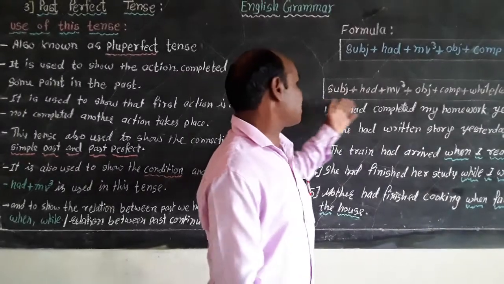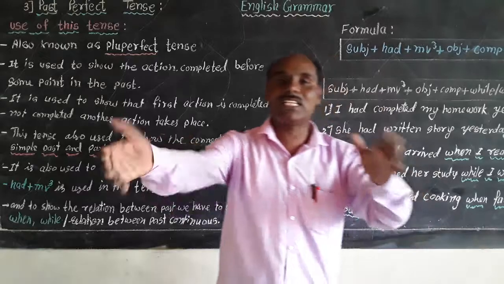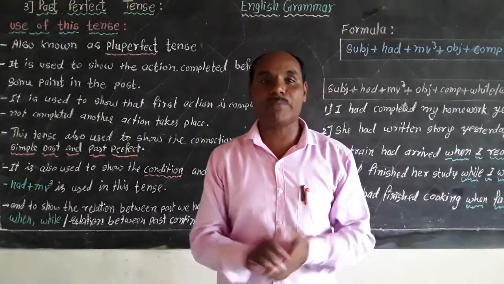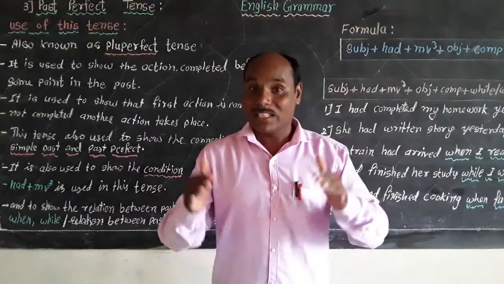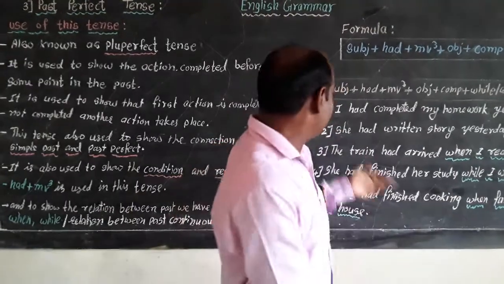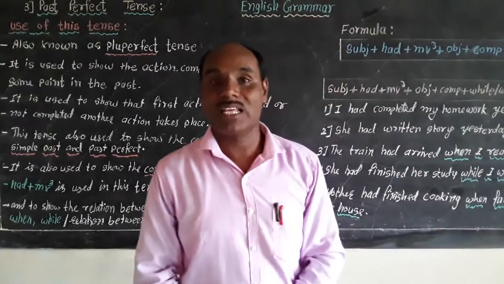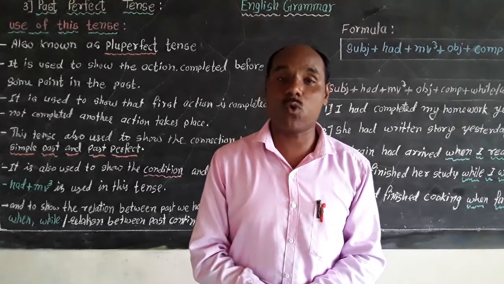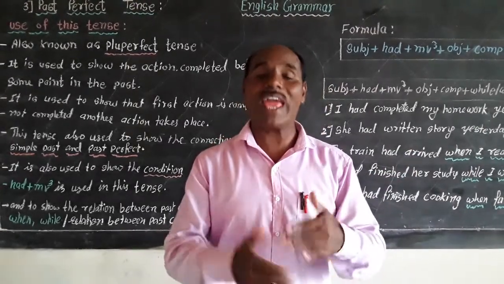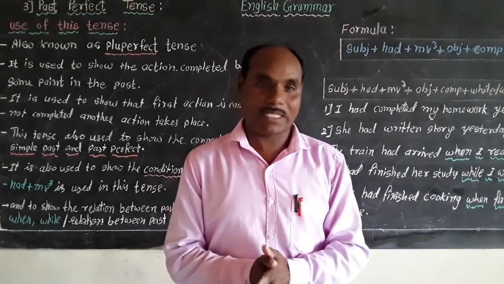The simple sentence, I had completed my homework yesterday. This is a simple sentence of past perfect tense. Also, she had written a story yesterday in the evening. This is also one more example of past perfect tense.